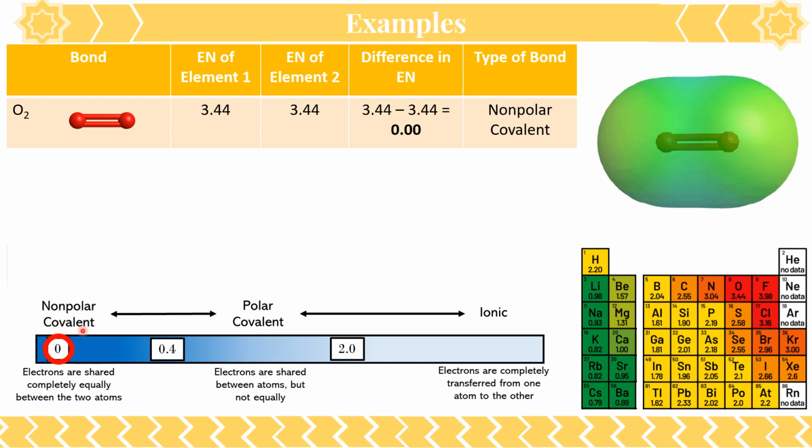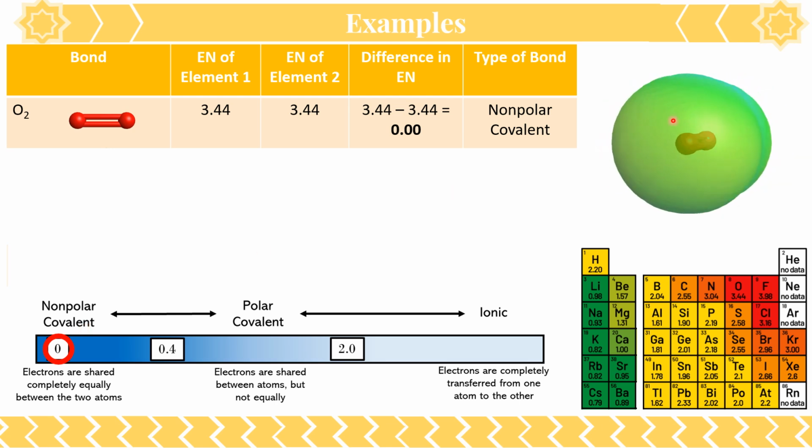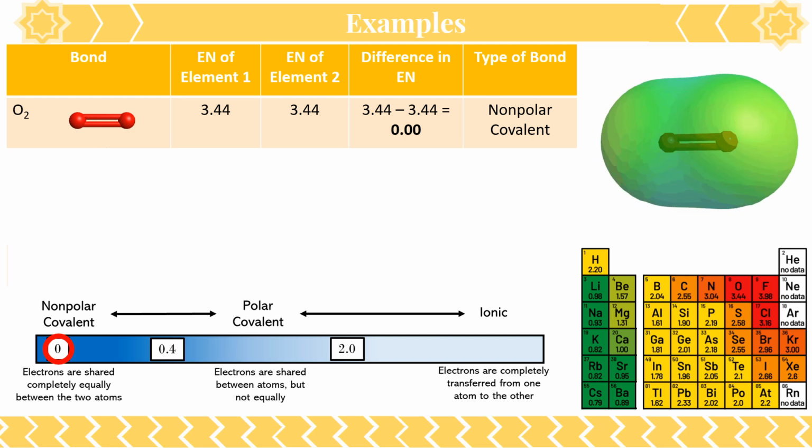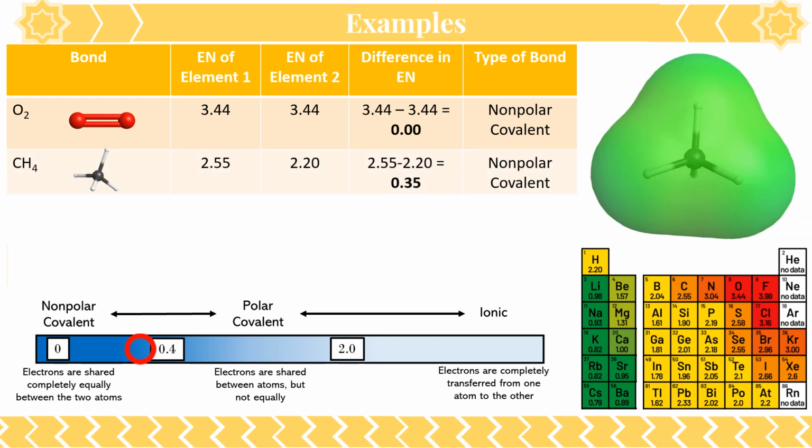So we would say that electrons are perfectly evenly shared between these oxygen atoms, which should make sense because they have the exact same electronegativity. One atom is not getting more turns with the electrons than the other. So that's why it's non-polar covalent. Now, we can have a small amount of difference in electronegativity.